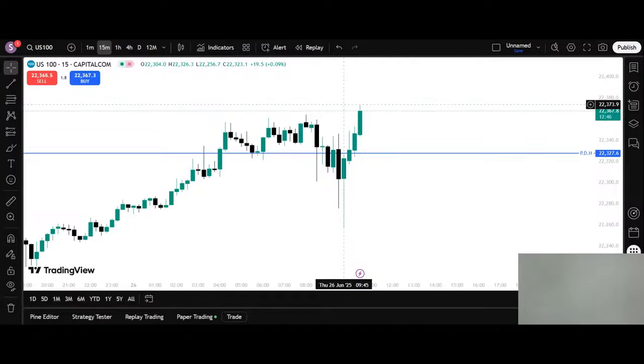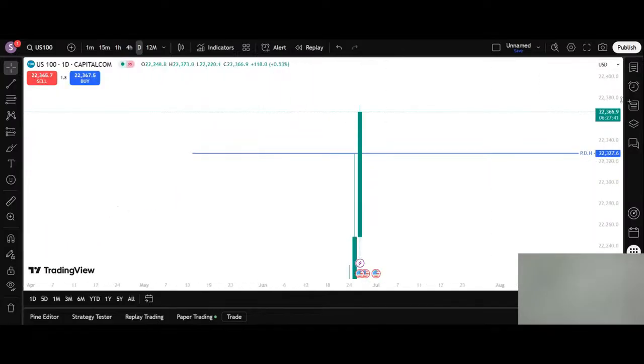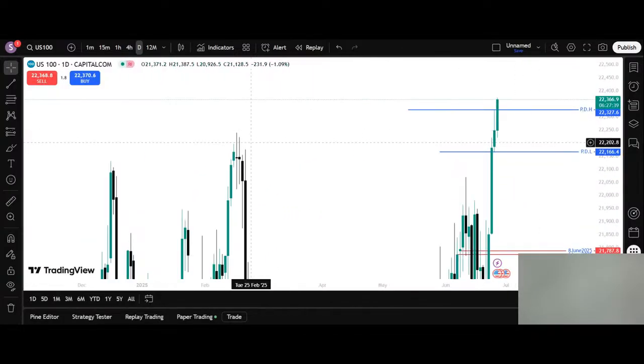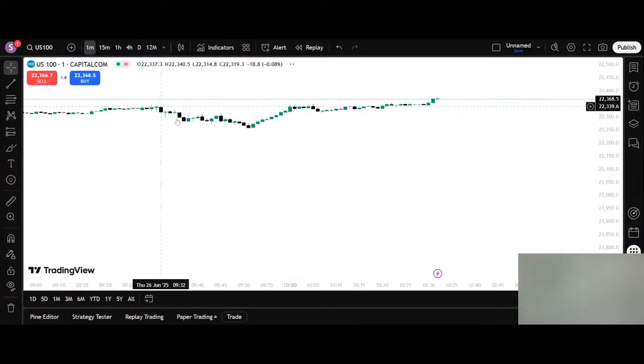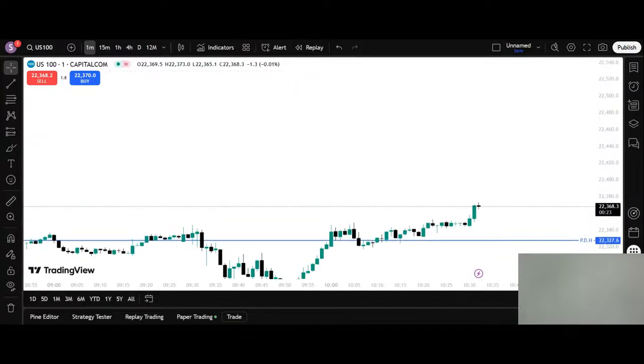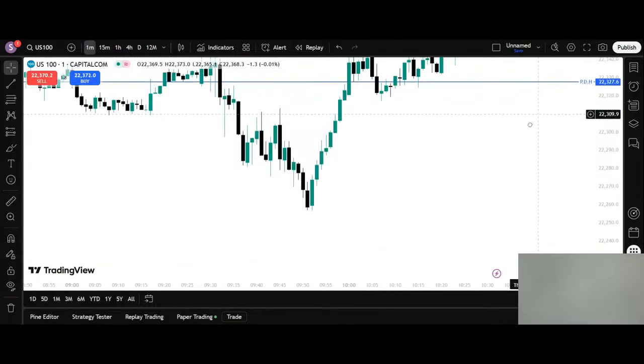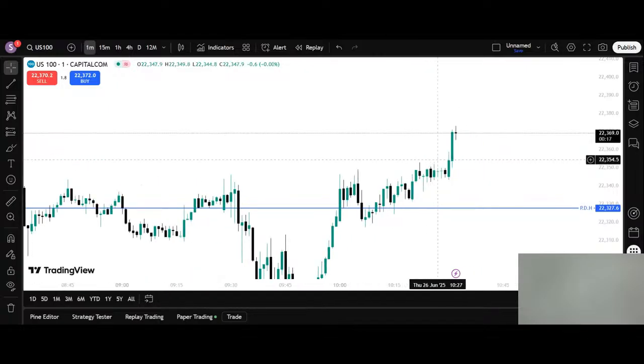Honestly, according to the daily time frame, I want to see a retracement. According to the daily chart, it has taken a lot of liquidity from here and here. It has also made a bullish FVG over here. So I would really like to see it tap into this bullish FVG. And let's see if our dream scenario plays out. Still, I'm not gonna be taking any trade in these 15 minutes. I'm gonna wait till 10:45.